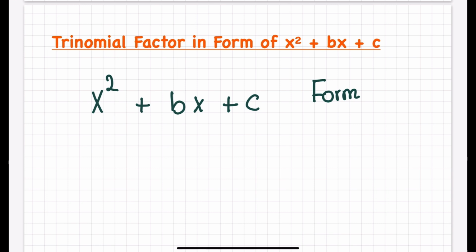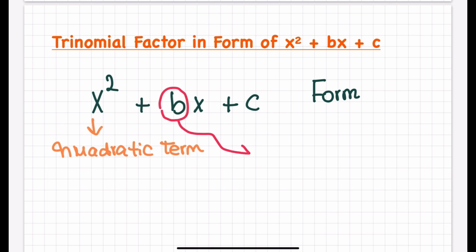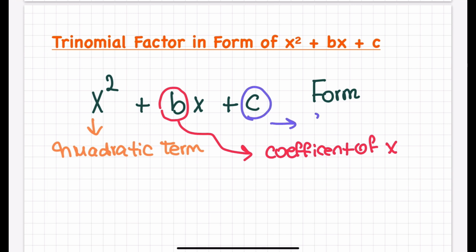In this formula, x squared is your quadratic term. And beside it, the bx, the b here is the coefficient of x, and the c here is the constant. So you need to keep in mind these expressions.